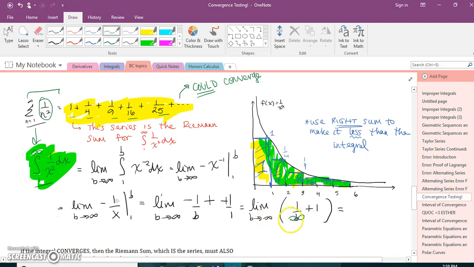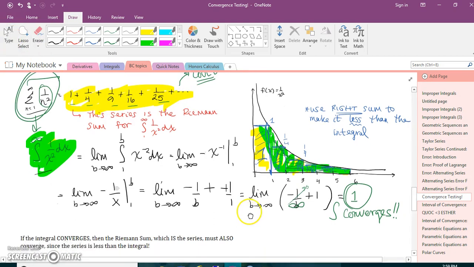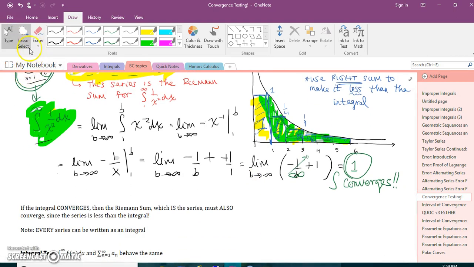Let's think about what would happen if I actually evaluated this limit now. So I'm going to plug infinity into here. Negative 1 over infinity is going to be 0. It's essentially the same thing. And then 0 plus 1 is 1. This means my integral converges. And if my integral converges, that means this is a finite area, then the series, which is less than the actual area, also has to converge. If you are smaller than something that's converging, you also have to converge. So that is how we can prove that this one, not only did it go to 0, but it went to 0 fast enough.